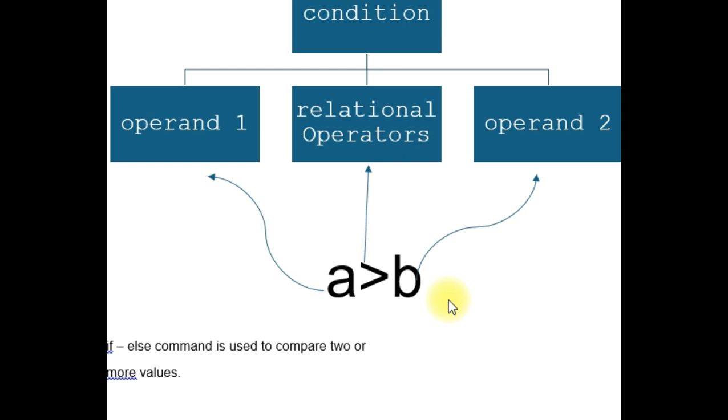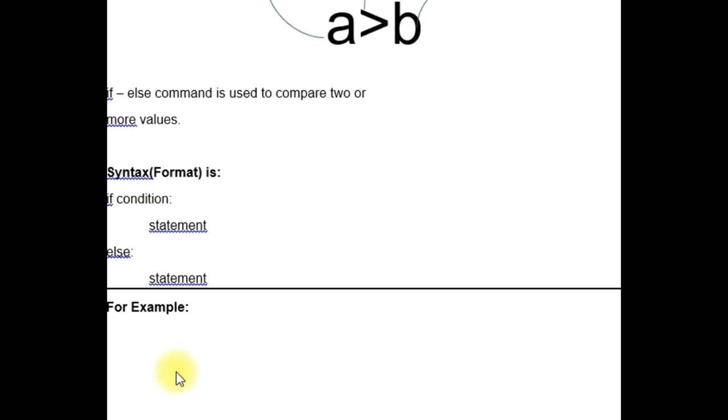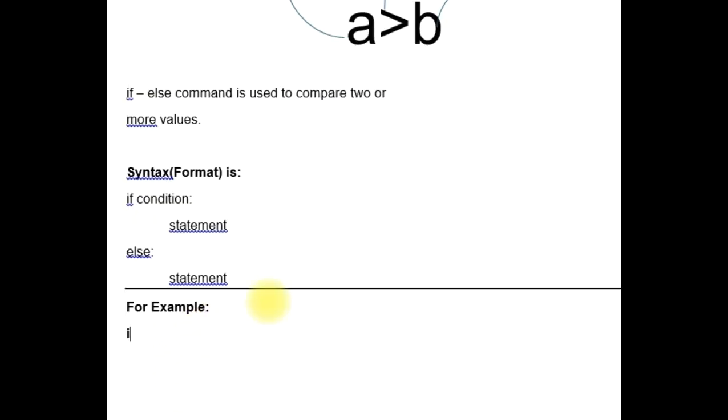For comparing variables in Python, we should write a proper set of commands also, and for this the command is if else. The if else command is used to compare two or more variables. The format or syntax is like: if condition, statement, else, statement. For example, if A is greater than B colon.